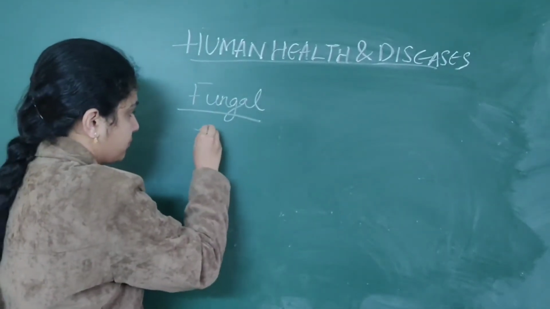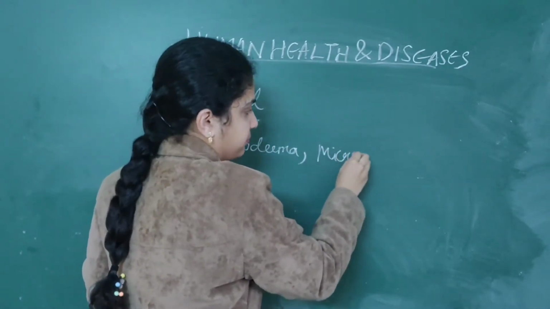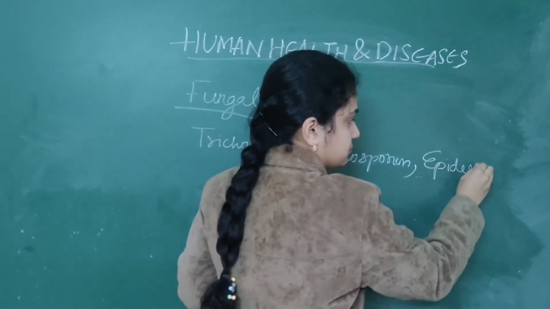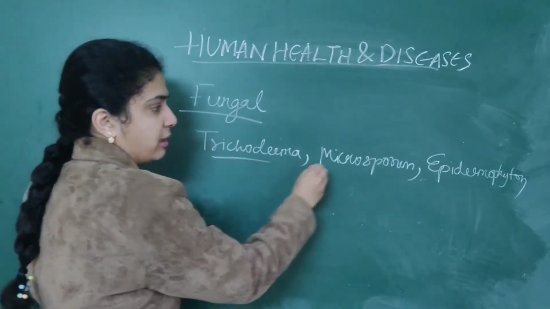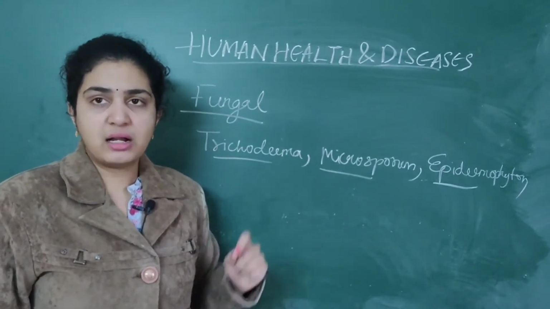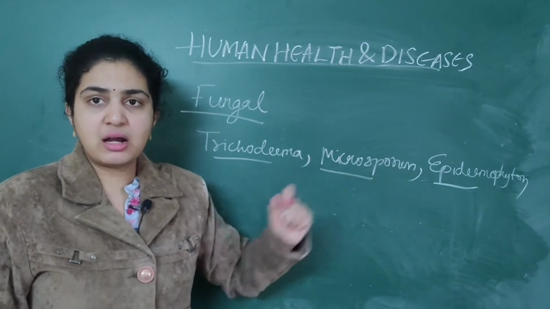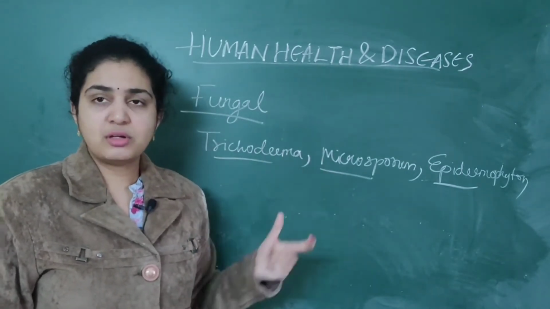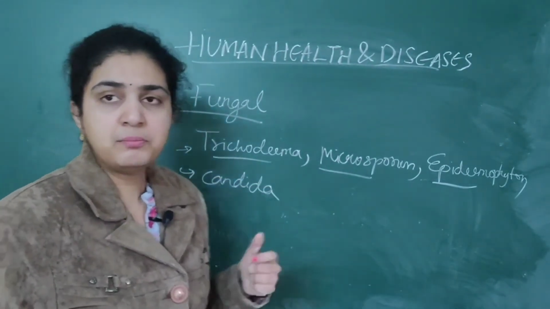They are nothing but Trichophyton, Microsporum, or Epidermophyton. These are the three fungi which mainly cause the fungal diseases: Microsporum, Trichophyton as well as Epidermophyton. These are the three fungi which are associated with humans, and another fungus will also be there, that is nothing but Candida. These are the main fungi which affect humans.